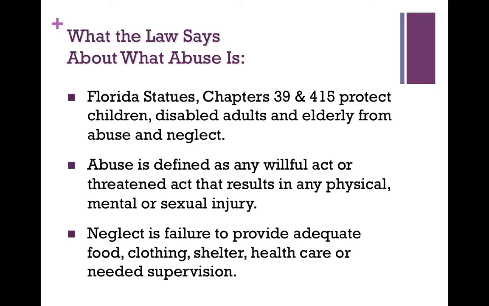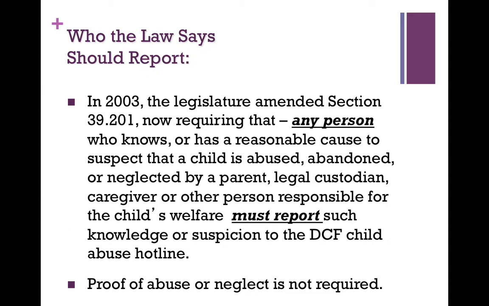These are the legal statutes that protect children, disabled adults, and elderly from abuse and neglect. It is required by law that any person who knows or has a reasonable cause to suspect that a child is abused, abandoned, or neglected by a parent, legal guardian, caregiver, or other person responsible for the child's welfare must report such knowledge or suspicion to the Department of Children and Families Child Abuse Hotline. Please note that proof of abuse or neglect is not required.